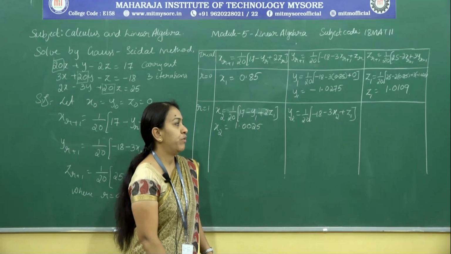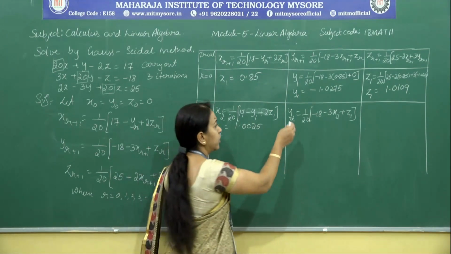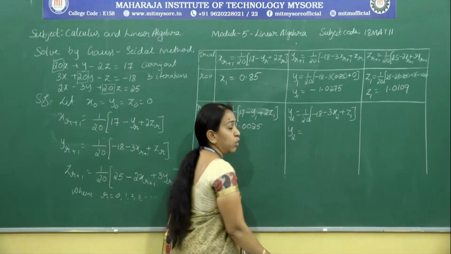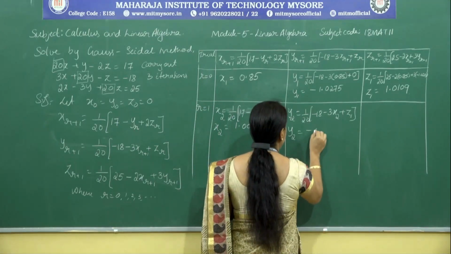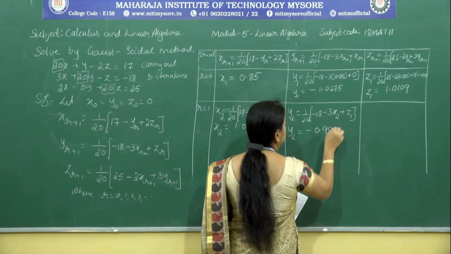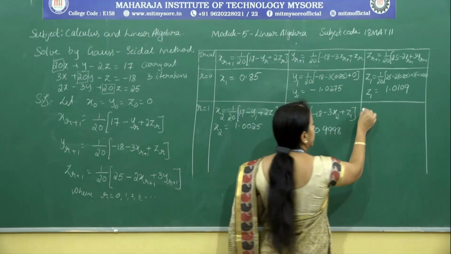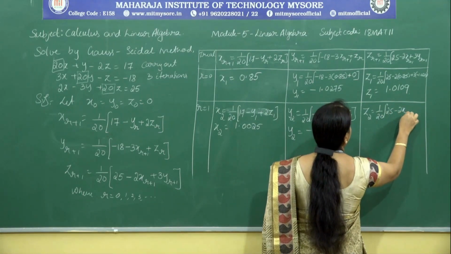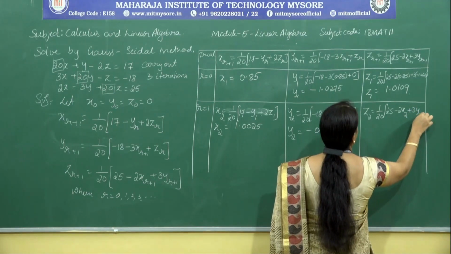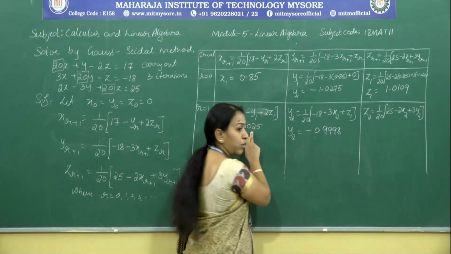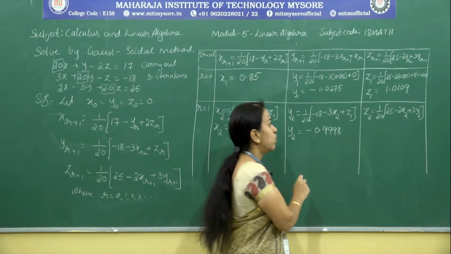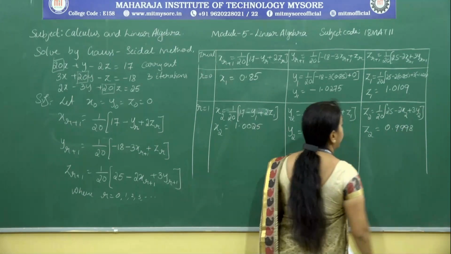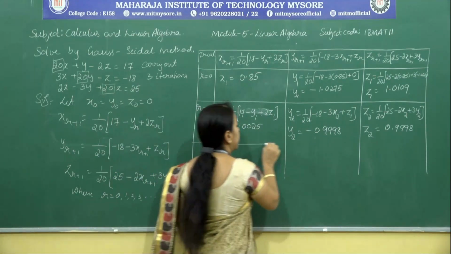With r value 1, if I substitute the corresponding values, that is x2 here and the z1 value, then your y2 will be minus 0.9998. Okay. Similarly, z2 is 1 by 20 into 25 minus 2 times x2 plus 3 times y2. You know what y2 is and you know what x2 is. Substitute those values so that your z2 will be 0.9998. Right. So that completes our second trial.